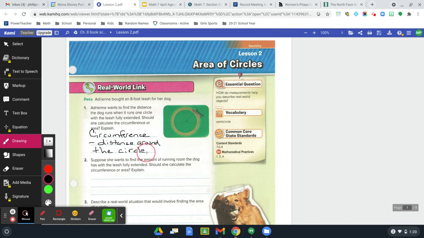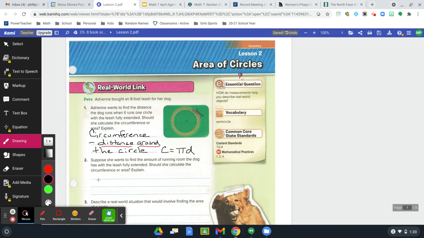And so if she were to truly find the distance that the dog's running in that one circle, she's using this formula that we learned the last couple days. Circumference equals pi times diameter. Distance around, super important, understanding that word, distance around, that is your circumference, the perimeter around the circle.